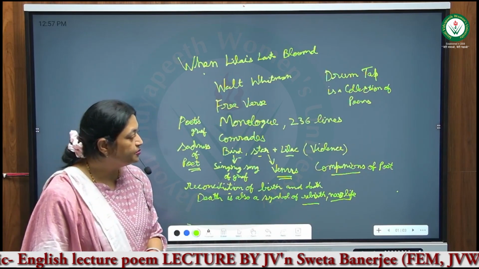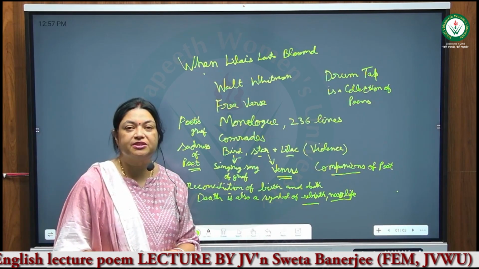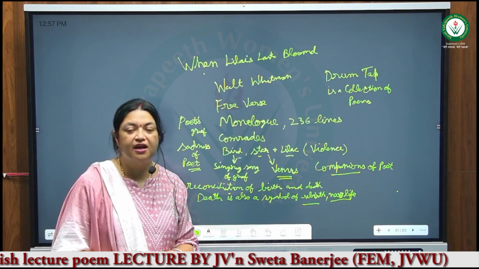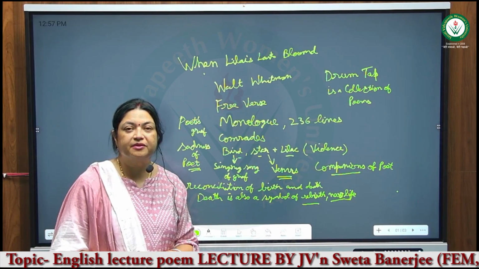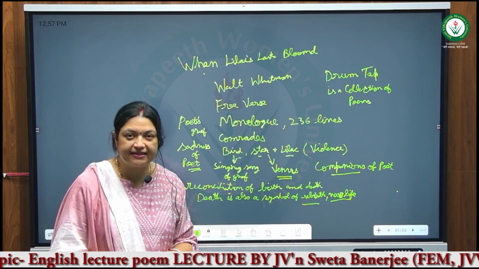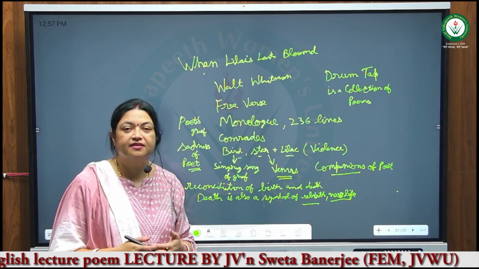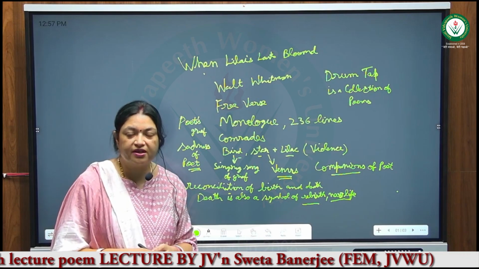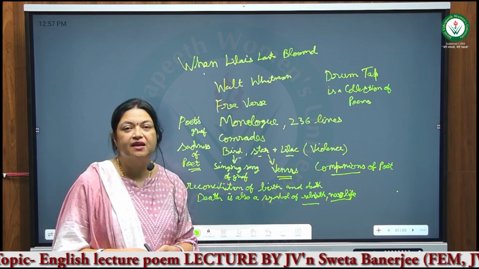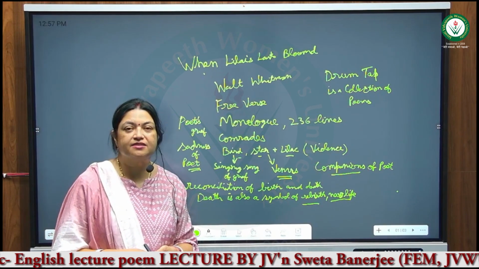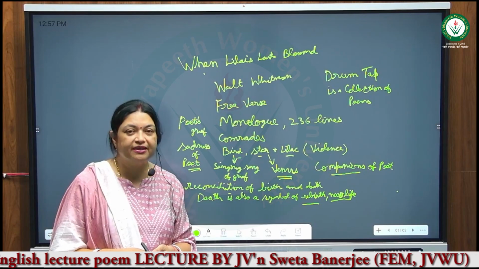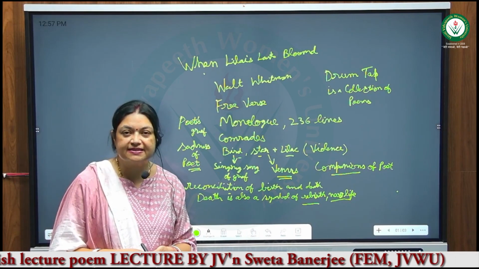So this poem is all about Whitman's grief and his emotions for Abraham Lincoln, the president. And he has also given the symbol of the war, the American Civil War, which was going on there, and which was the main cause of Abraham Lincoln's death.